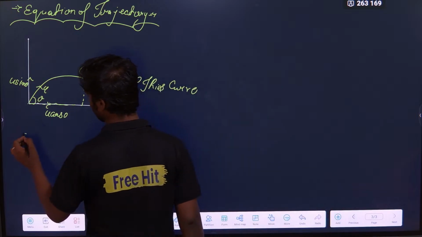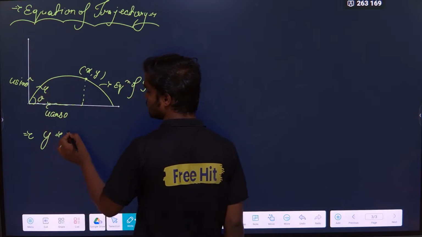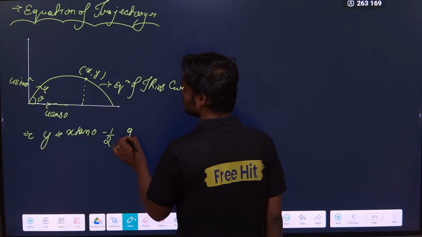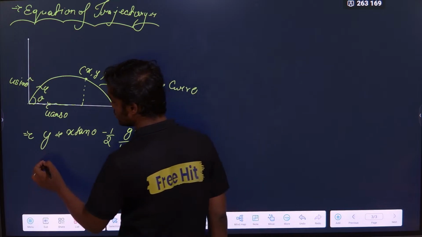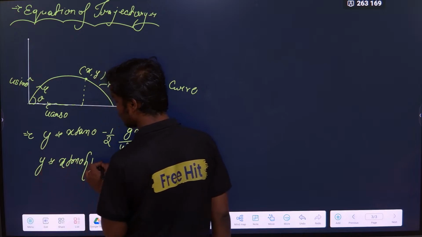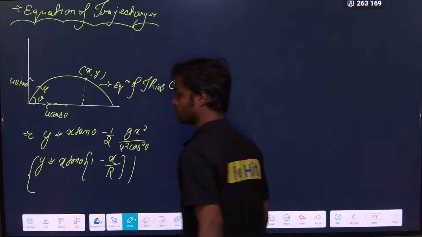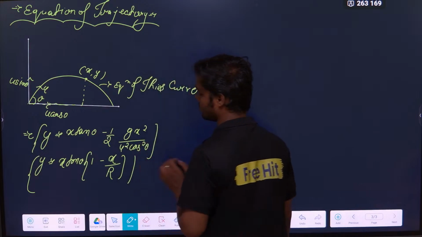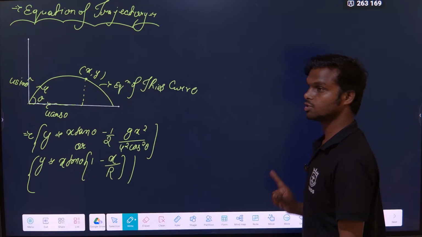So what is the equation I want? First I will write y, the displacement in y, and that is x. If you find, you will get y is equal to x tan theta minus 1 by 2 into g x square by u square cos square theta. If you take x tan theta common, you will get x tan theta into 1 minus x by R. That is another equation you will get. This is the equation of trajectory.